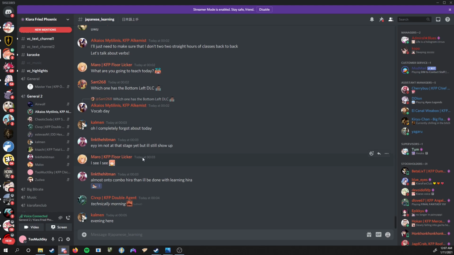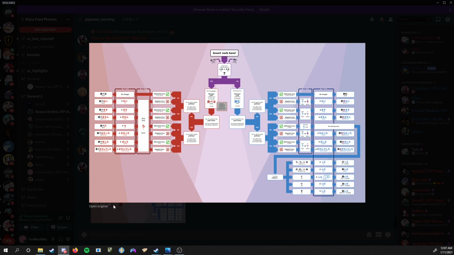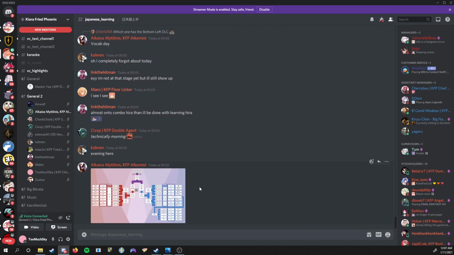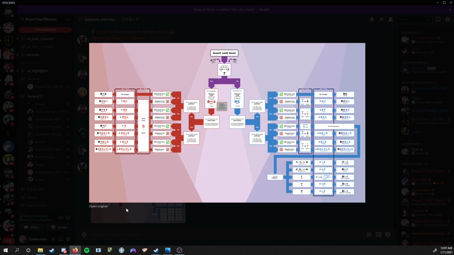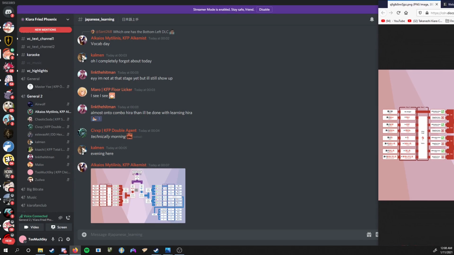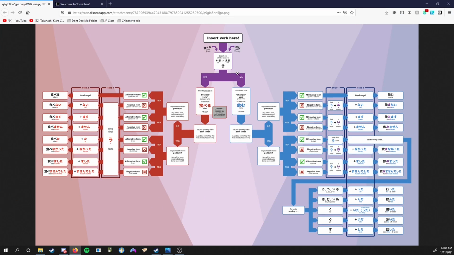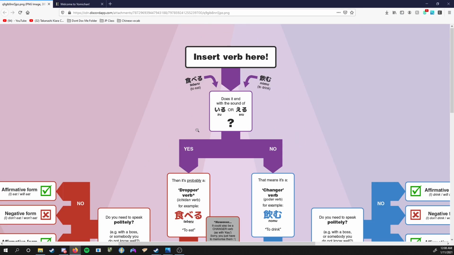Let's grab this real quick. And we're going to talk a little bit about the two major classifications for verbs. Now, as you can see here, you insert a verb, you take a look at what ending it has, and then from there, you decide how you're going to conjugate it for some of the major patterns. Let's talk a little bit about what those actually mean.